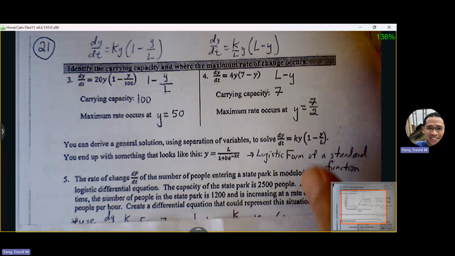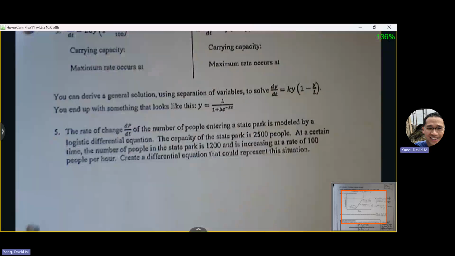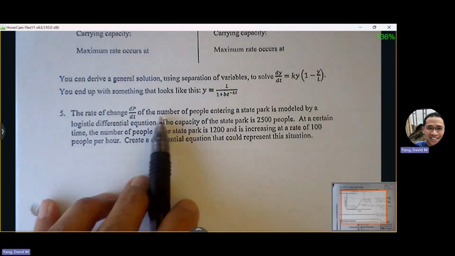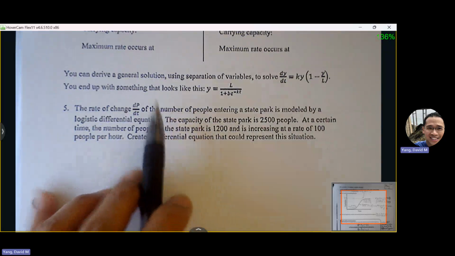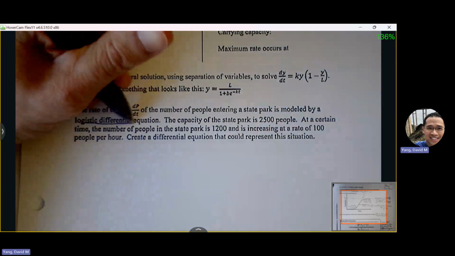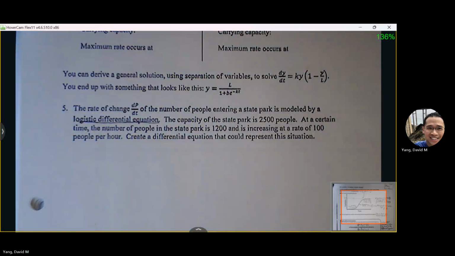Okay, let's look at number 5. The rate of change, dP over dt, of the number of people entering a state park is modeled by a logistic differential equation. The carrying capacity of a state park is 2,500 people. At a certain time, the number of people in the state park is 1,200 and is increasing at a rate of 100 people per hour. Create a differential equation that can represent this situation.